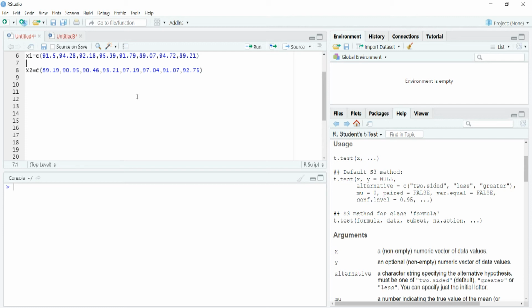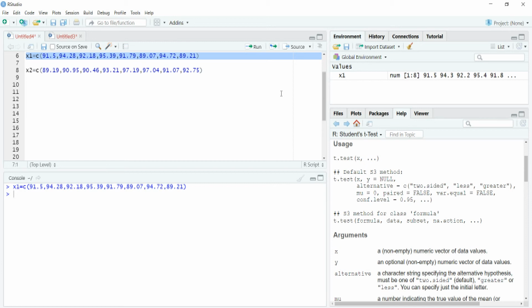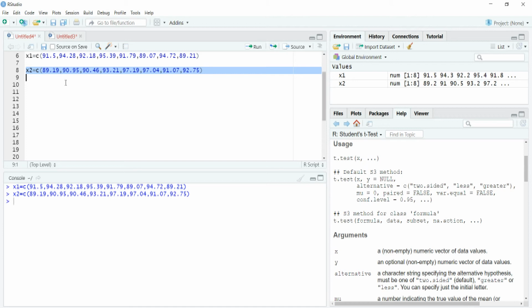Let us save sample x1 in matrix form as row 1. As you can see in the environment, a matrix has been formed with 8 columns, and this is actually an array with 8 columns, and sample 2 has been formed with x2. Now we are going to perform the F-test.